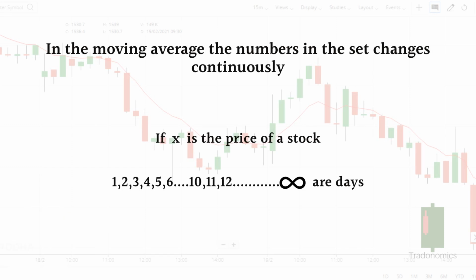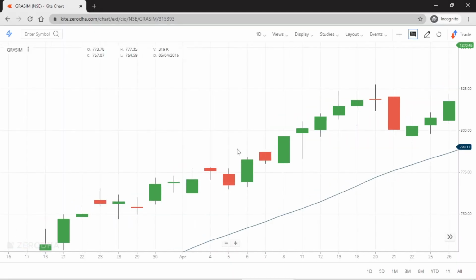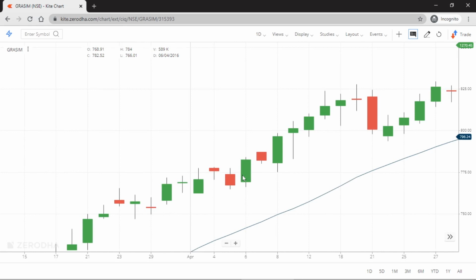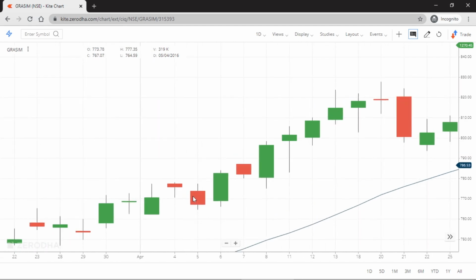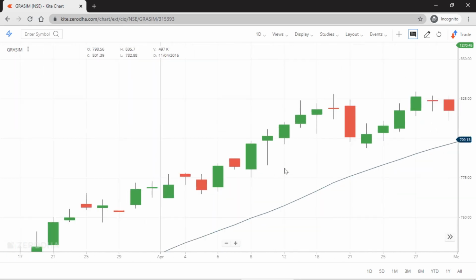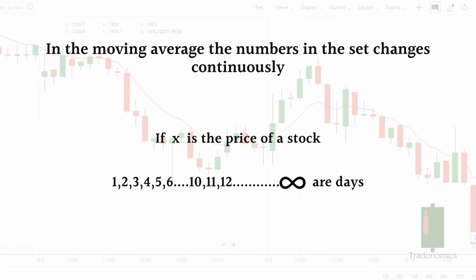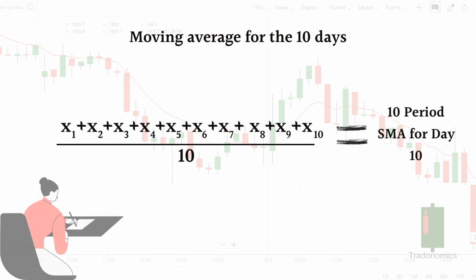As we have earlier discussed, in the moving average, the numbers in the set change continuously. Suppose we are taking moving average for 10 days. So here the period of SMA is 10. If X is the price of a stock and 1, 2, 3 to infinity are the days or periods, then to calculate the 10 period simple moving average on a daily candle, we add X1 to X10 and divide by 10. This gives the 10 period SMA for day 10, or the 10th day.